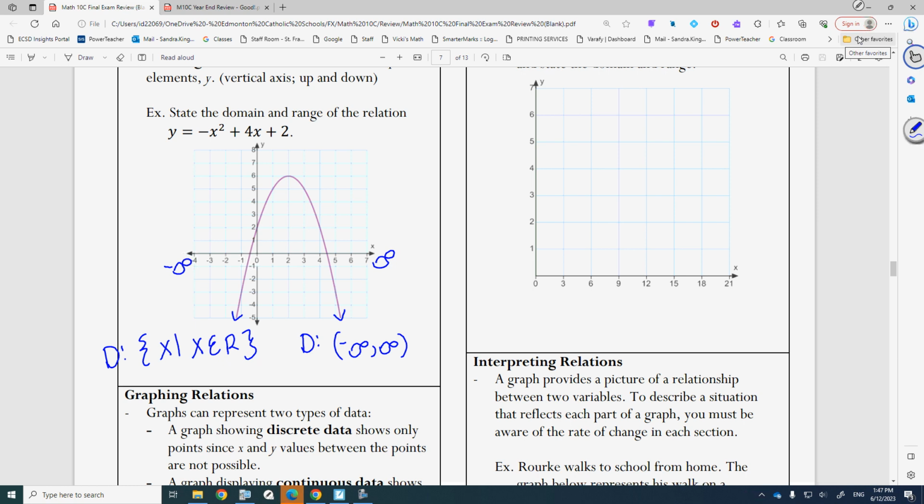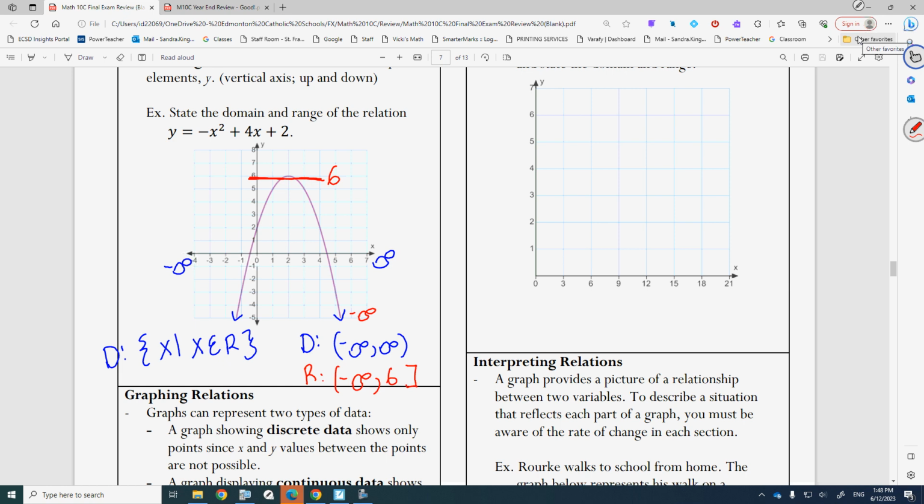Now, if I was doing the range, this function does have a biggest y value. Edie, what's the biggest y value on this graph? 6. So that's the biggest. And Edie, what's the smallest y value? Negative infinity. Okay, so interval notation I find is the easiest for this one. The smallest is negative infinity. My graph goes to negative infinity, but my biggest y value is 6. 6 would get a square bracket, and infinity would get a rounded bracket.